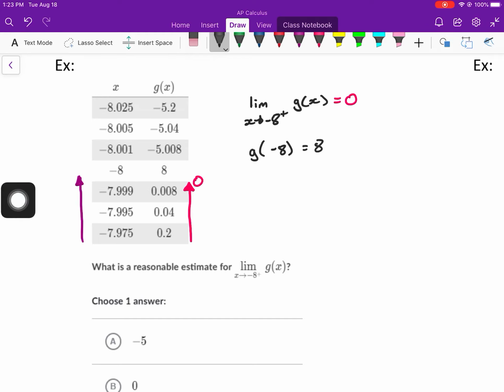So think about it with limits. Do we care about what the function equals? No, we care about what it's approaching. What is it approaching here? It's approaching 0.